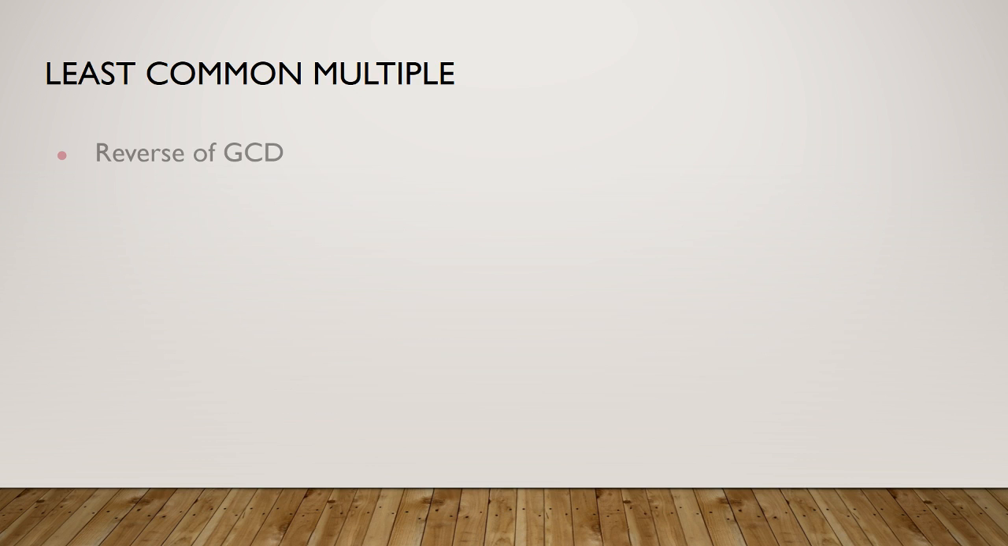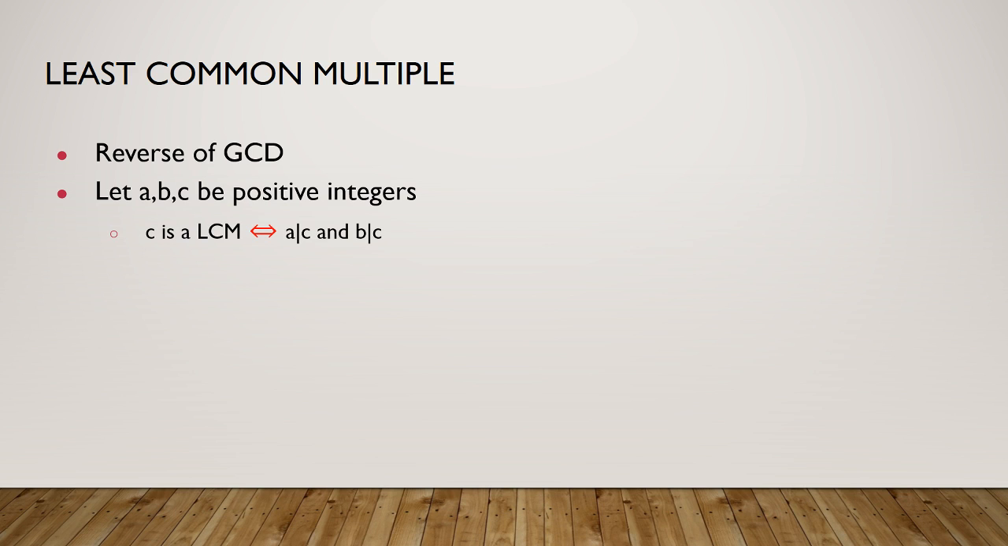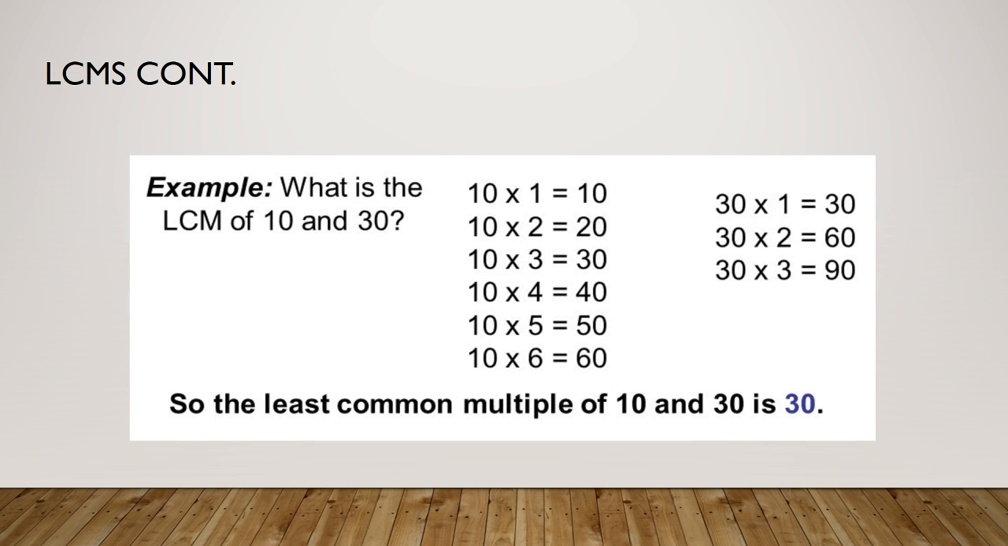Continuing to least common multiple, it is a reverse of greatest common divisor. Starting with letting a and b be positive integers, c is the least common multiple if and only if a is divisible by c and b is divisible by c, and there's no smaller number that satisfies this. Basically saying that the least common multiple of a, b equals c.